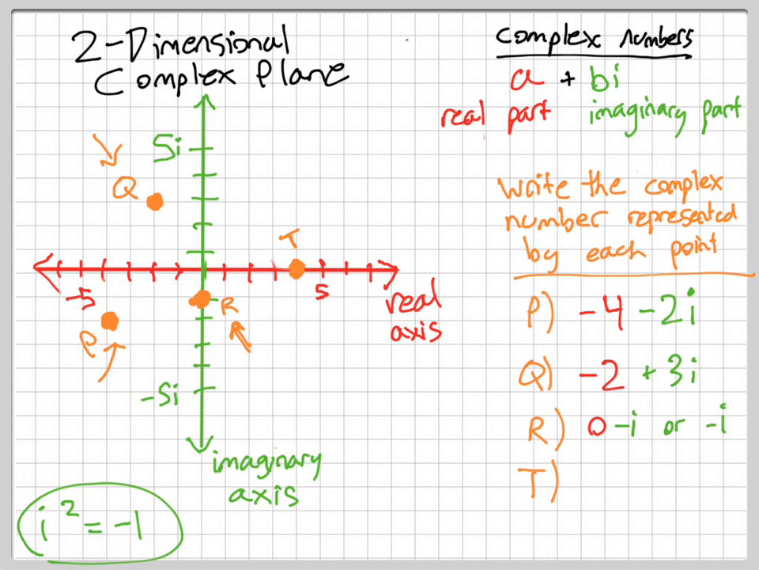And point T has an imaginary portion that is 0 because we haven't moved up or down at all on our imaginary axis, and its real component is equal to 4. So we could write this number as 4 plus 0i, or just 4 by itself.